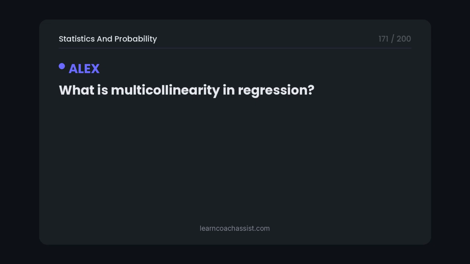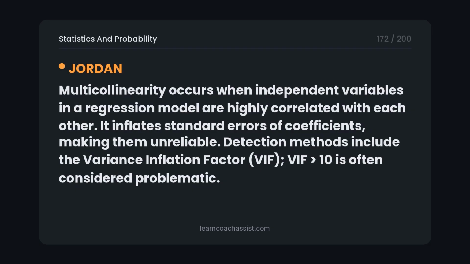What is multicollinearity in regression? Multicollinearity occurs when independent variables in a regression model are highly correlated with each other. It inflates standard errors of coefficients, making them unreliable. Detection methods include the variance inflation factor, VIF. VIF greater than 10 is often considered problematic.